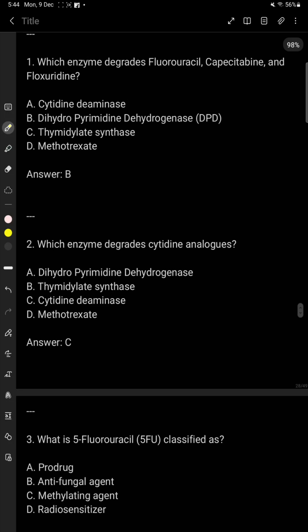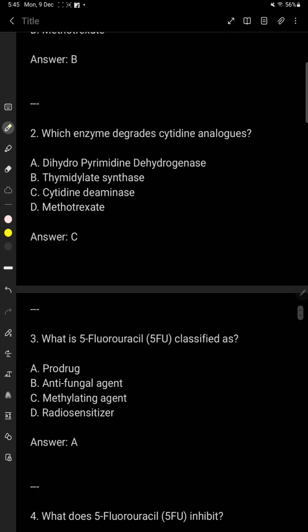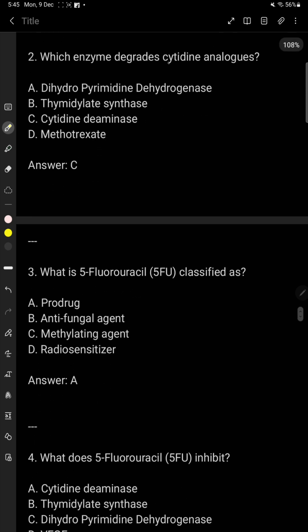Which enzyme degrades fluorouracil, capecitabine, and fluoxuridine? These are examples of pyrimidine analogues, and these pyrimidine analogues are degraded by dihydropyrimidine dehydrogenase. Okay, so 5-fluorouracil, capecitabine, and fluoxuridine are degraded by dihydropyrimidine dehydrogenase.